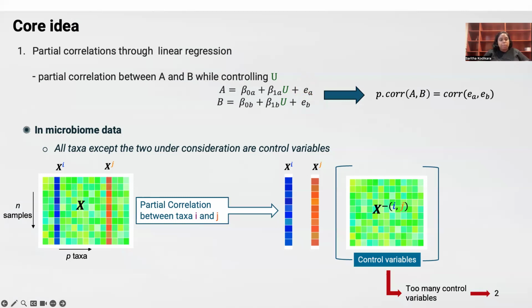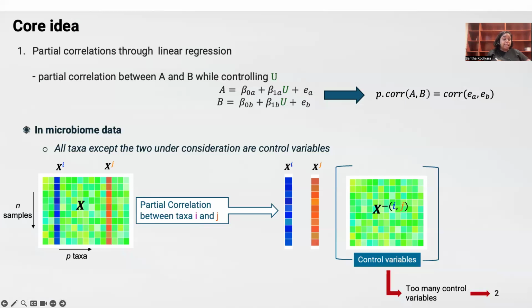So if you mimic the same idea, for example, in this matrix where my columns are the taxa and the rows are the samples, let's forget about the longitudinal part for now. Let's just assume that we only have single time point data. In that case, you just have this one X matrix.